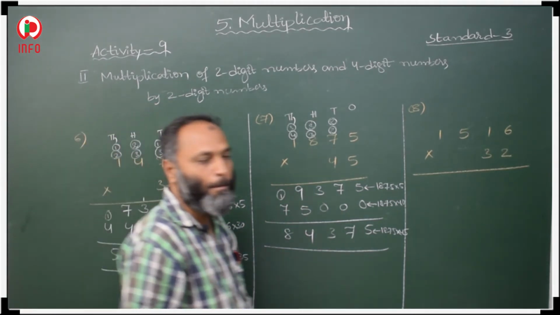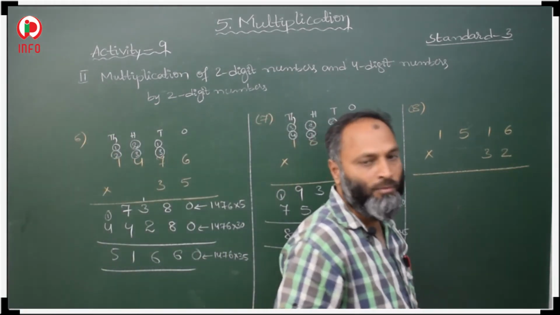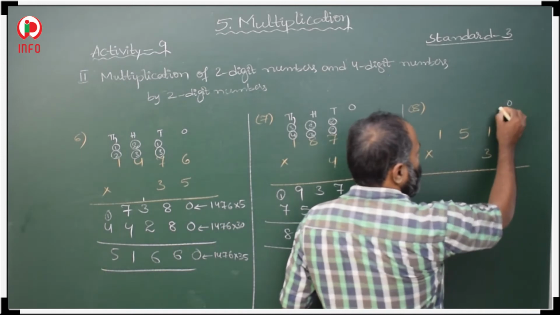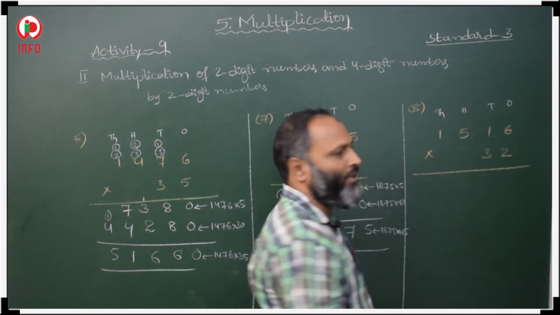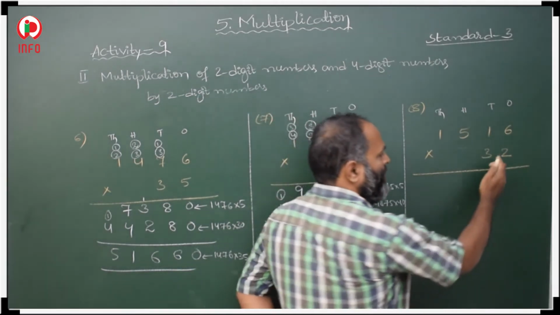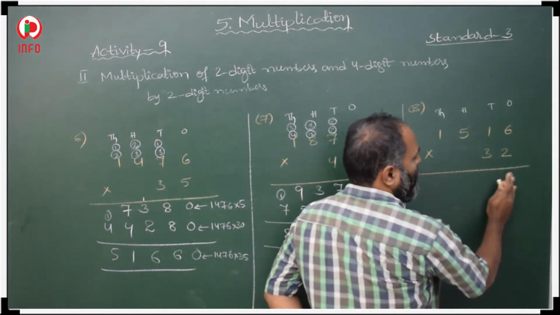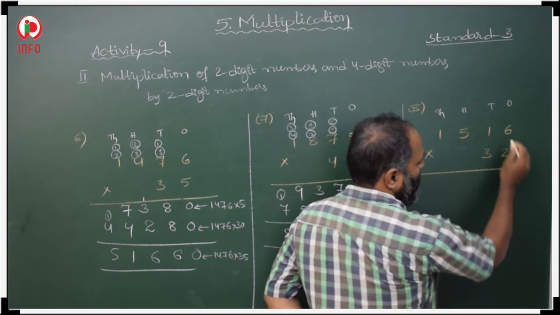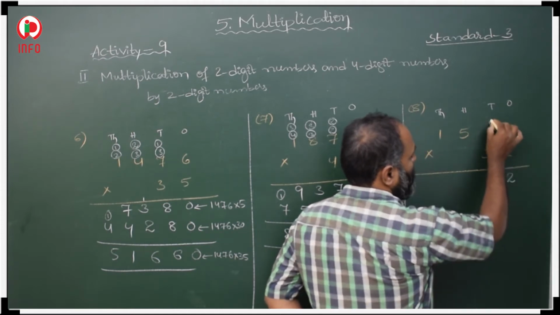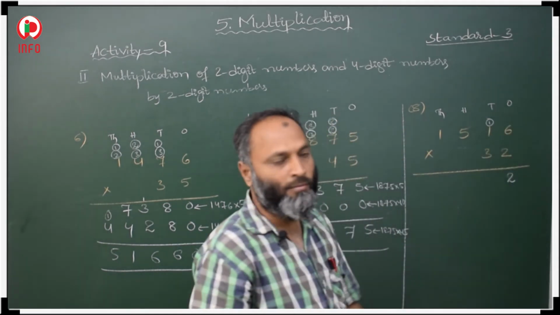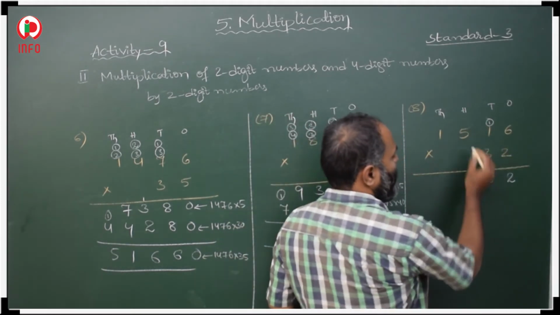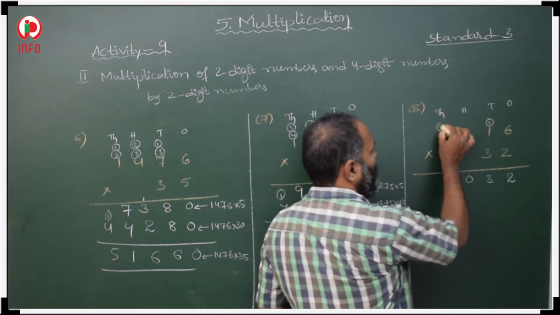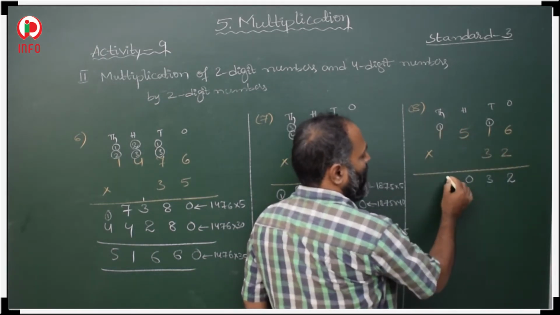Now, this is ones place, tens place, hundreds place and thousands place. Start with 2. 2 eights are 16, 6 and 1 carried. 2 sixes are 12, 2 ones, 1 tens. 2 ones are 2, 2 plus 1, 3. 2 fives are 10, 0 hundreds and 1 thousand. 2 ones are 2, 2 plus 1, 3.